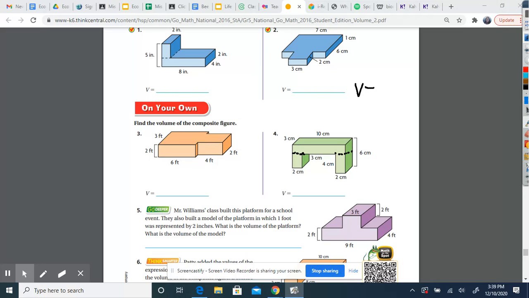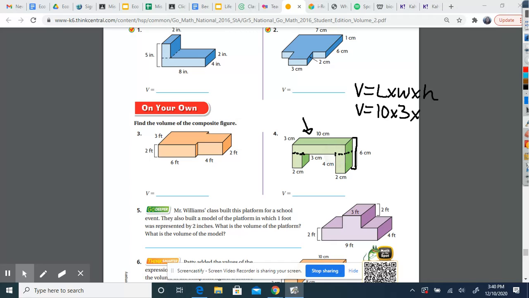So, if I have volume equals length times width times height, I am going to find, I know you can't see me pointing, so I'm just going to point an arrow. I'm going to find this one's volume first. So my length for the top is 10. My width is 3. And my height, I have a combined height here of 6, but that's not going to be my height for this top one that I sectioned off.